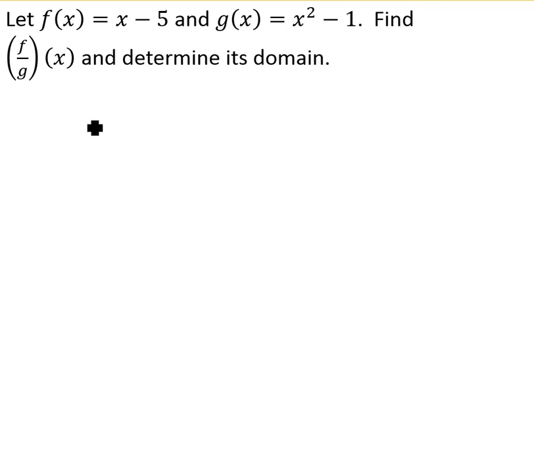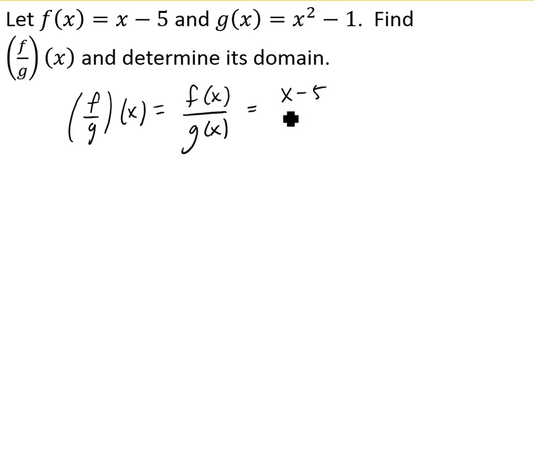f over g, or f divided by g of x, is just defined as f of x over g of x. So in this case, that just looks like x minus 5 over x squared minus 1. And from there, we just basically need to make sure that it's in lowest terms. So we need to try to factor the numerator and denominator and see if we can get anything to cancel.